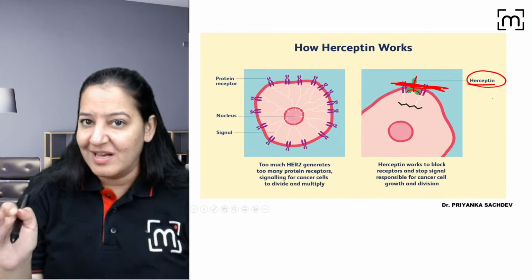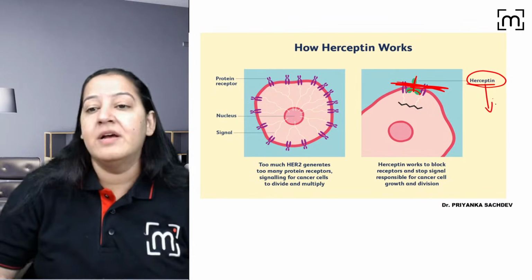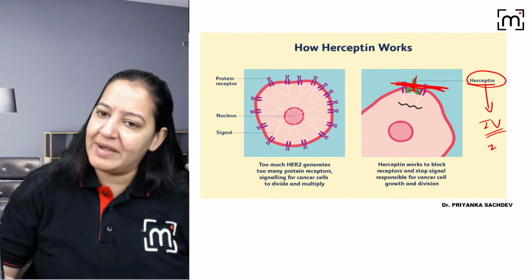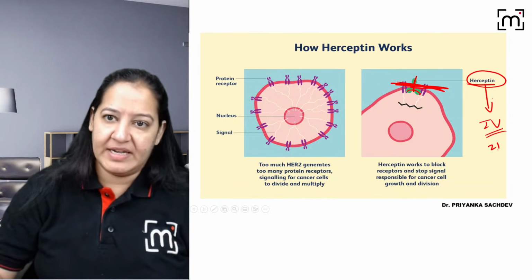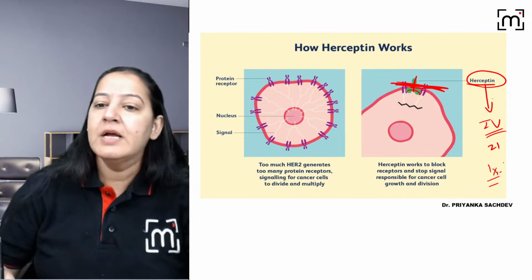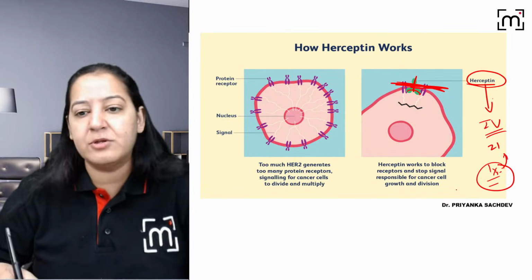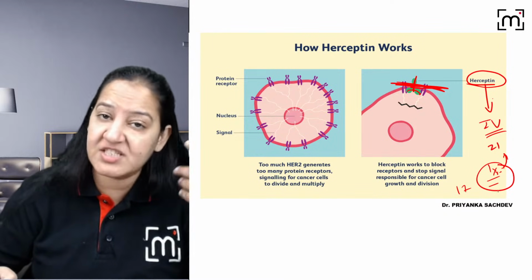We can halt it. The only thing, it is not a tablet, like Tamoxifen was a tablet. This is given IV. Every 21 days we give it IV. Till what? Till 1 year after the diagnosis. So 1 year has 12 months. Every 21 days, in total 17 cycles, you will have to give it 17 times.